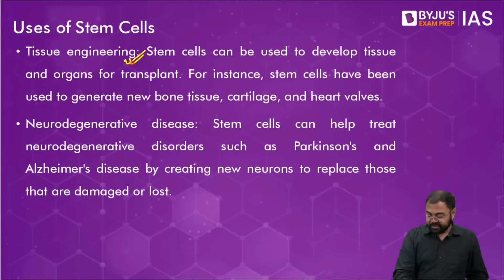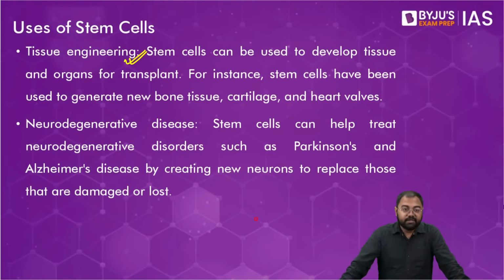Similarly, it can also be used in tissue engineering. Tissue engineering basically is a method where we try to create new tissues or new organs to replace a diseased or an infected organ, or maybe even because of accidents. So for example, let's say due to an accident somebody has lost something, or some organ has been damaged, or some part has been lost. In those kinds of cases, tissue engineering can be used to repair the damage.